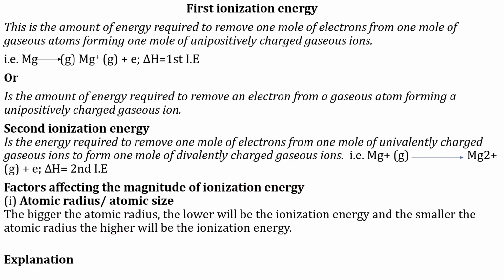So let's look at first ionization energy. As I told you, ionization energy is always energy required, and for every electron that you remove, we require energy. Now, in simple terms, first ionization energy refers to the removal of the first electron, and second ionization energy refers to the removal of the second electron. The same applies to the third ionization energy, which will be the removal of the third electron.